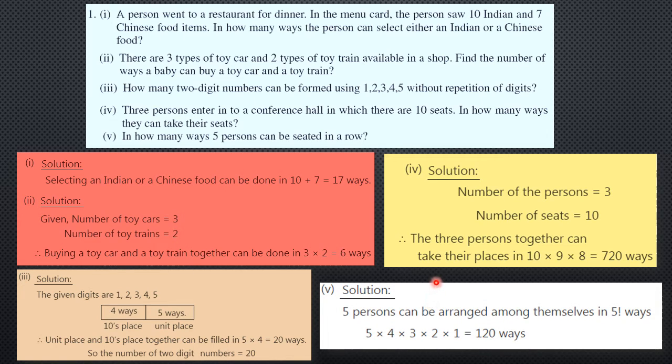Subdivision number 5. Here 5 persons can be seated in a row. So I will consider the first place, second place, third place, fourth place, fifth place for the 5 persons. The first person can choose any one of the 5 places. So there are 5 chances. This is the first person's chance. This is the second person, third person, fourth person, fifth person, only one chance. So the total number of chances here is 120 ways.